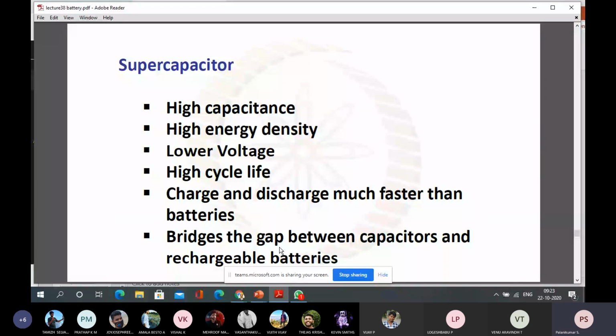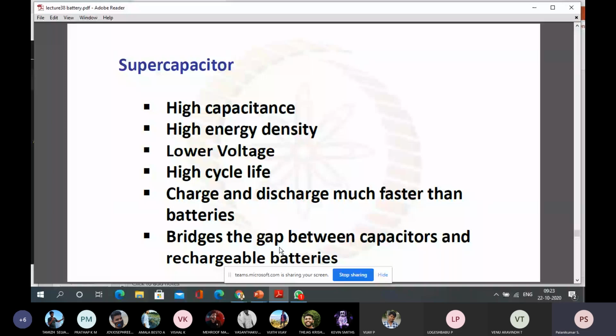So if a battery is completely charged, even at the required voltage, it can be discharged for a very long time. Because of the energy density, or the depth of discharge, or how much it can pump, it can deliver a very high amount of energy. That means a high amount of current, in terms of electrons. Okay, that is possible. It bridges the gap between a capacitor and a rechargeable battery.